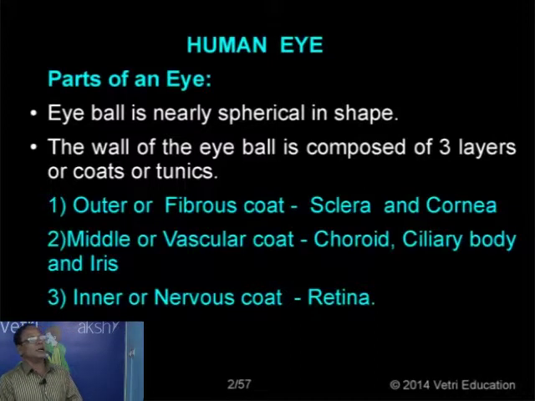The wall of the eyeball is composed of 3 layers, or 3 coats, or 3 tunics. The outermost layer is called the fibrous layer, which is composed of sclera and cornea. The middle layer is the vascular layer, which is composed of choroid, ciliary body and iris. And the innermost layer is the nervous layer, which contains mainly the screen, what is called the retina.